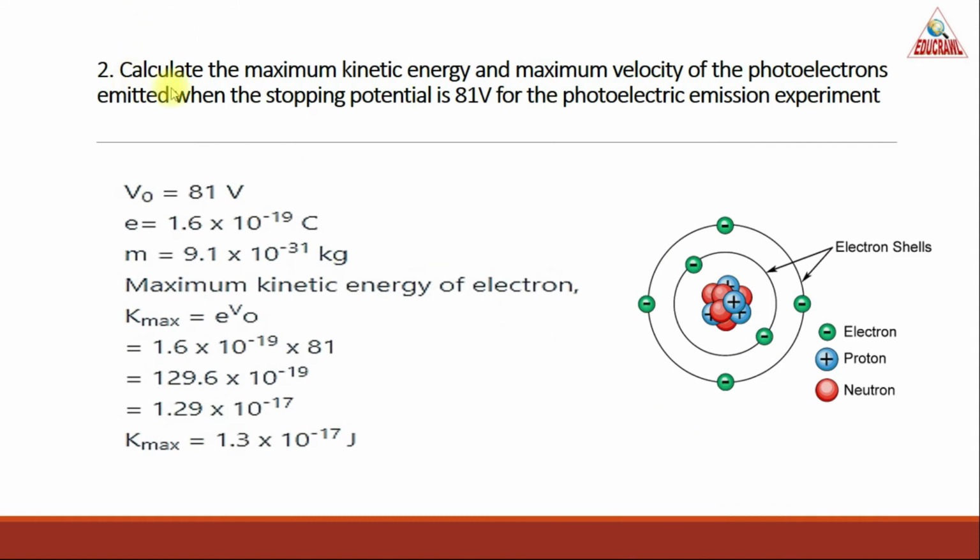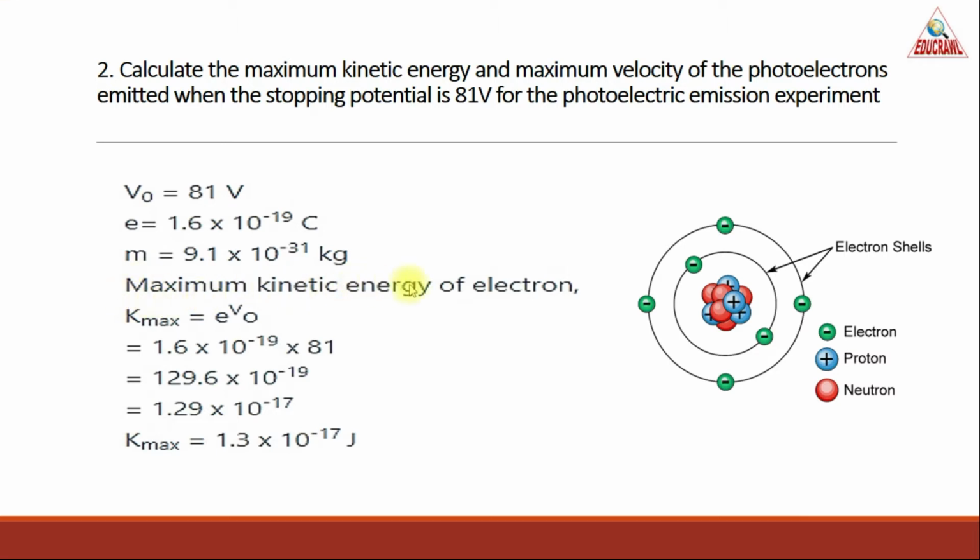The second problem is: calculate the maximum kinetic energy and maximum velocity of photoelectrons emitted when the stopping potential is 81 volt for the photoelectric emission experiment. So here the stopping potential V0 is given as 81 volt. We know the charge of the electron is 1.6 into 10 power minus 19 coulomb, and the mass of the electron is 9.1 into 10 power minus 31 kilogram. We are supposed to find the maximum kinetic energy and maximum velocity.